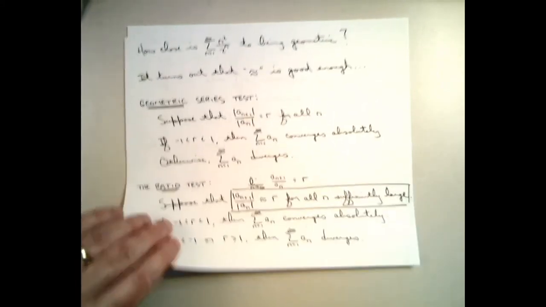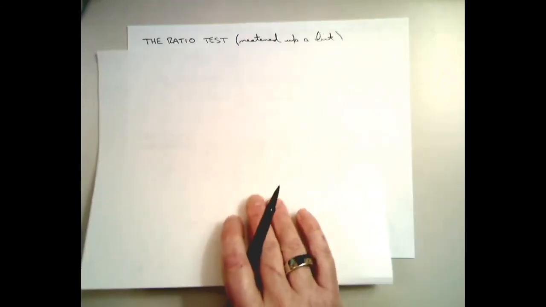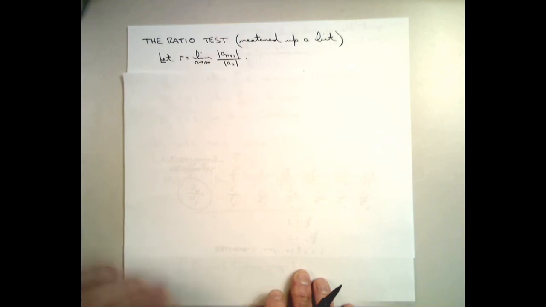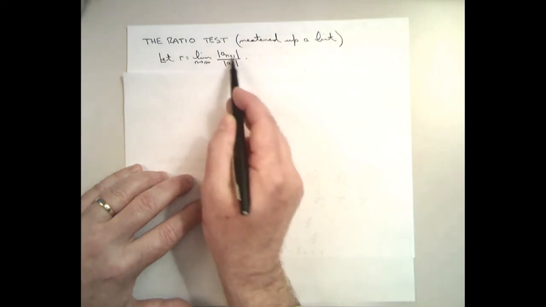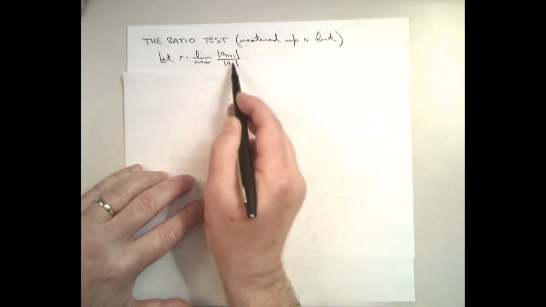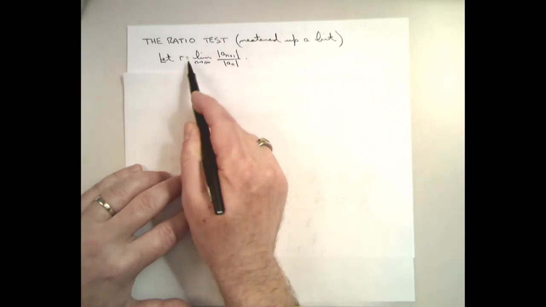Let me neaten this up just a little bit. So suppose we have a series and the limit of the absolute values of the n plus first term to the nth term, suppose that limit exists and is equal to some r.